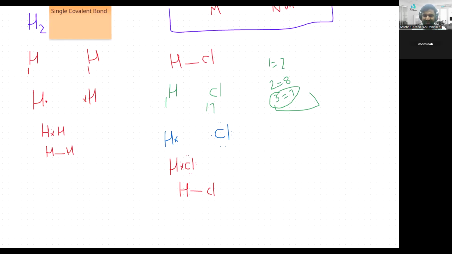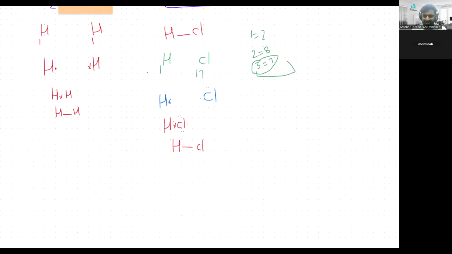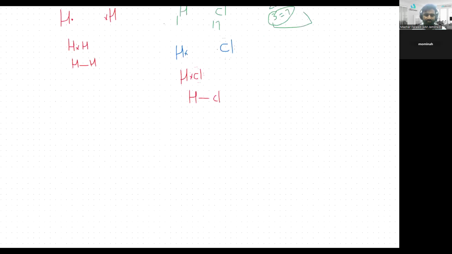You can explain more and more examples, like if I told you CH4. A CH4 example is given in your book. Yes, methane. CH4 is also known as methane.